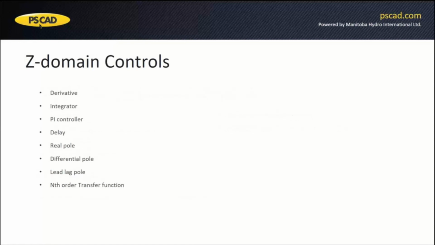The next group of components I would like to show is the digital controls or discrete controls. Some of these components, derivative, integrator, PI, and the poles, real, differential and lead lag, their parameters are asking in the continuous domain parameters, not the coefficients of the Z domain.